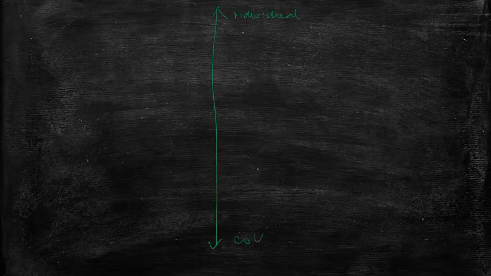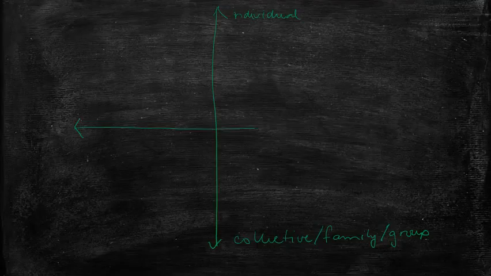Let's look at a new situation. Let's say we have an axis that has the individual at the top and collective values on the bottom. Then cutting through, we have a religious orientation, and to the right we have a secular orientation. Let's say that our student highly values an individual orientation and is secularly oriented. We'll put a small s up there for that student.